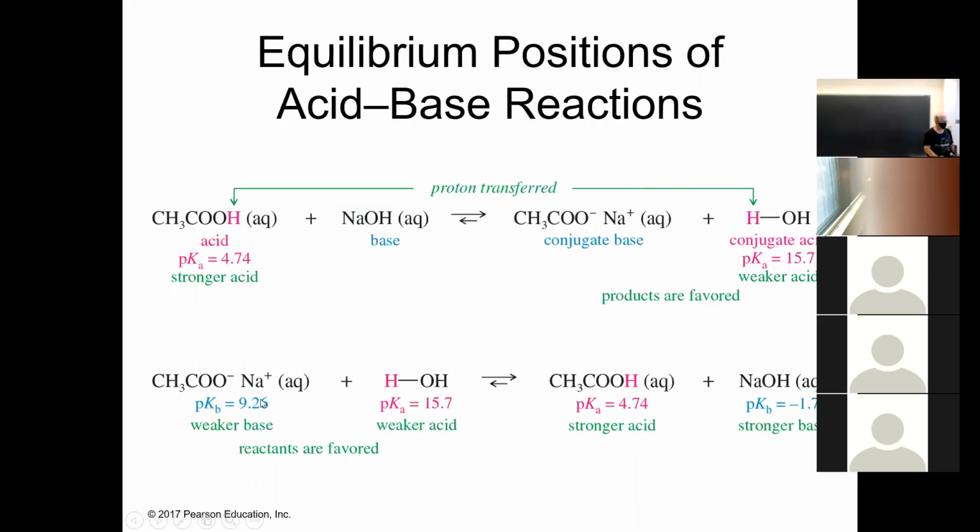In this example, we could compare either the pKa or the pKb. In this case, water is acting as the acid, 15.7, and then on the product side, acetic acid. Acetic acid has a smaller pKa, it's stronger, and so the equilibrium in this case is going to favor the reverse. The reactants are favored.